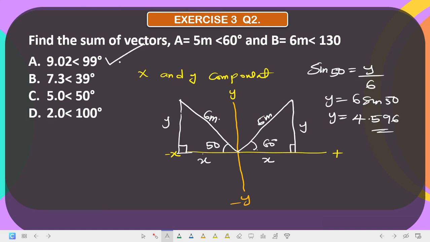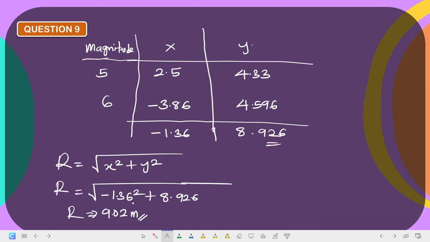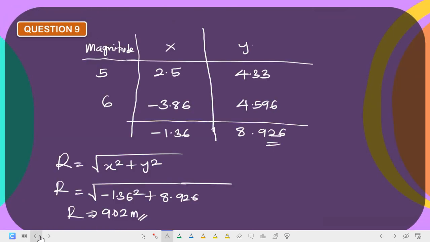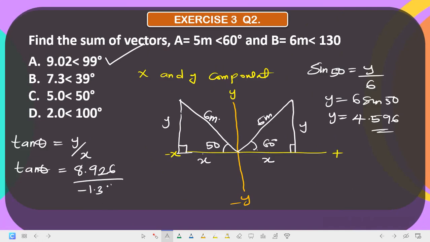Now, you may decide to end it here, or better still, you can decide to calculate the angle. The angle is usually calculated by saying tan theta is equal to whatever you have on the y-axis divided by what you have on the x-axis. So, our tan theta would be equal to, what do you have on the y-axis? Y-axis is 8.926. Okay, so we say 8.926 divided by minus 1.36, and then theta will be equal to the tan inverse of anything you have here.